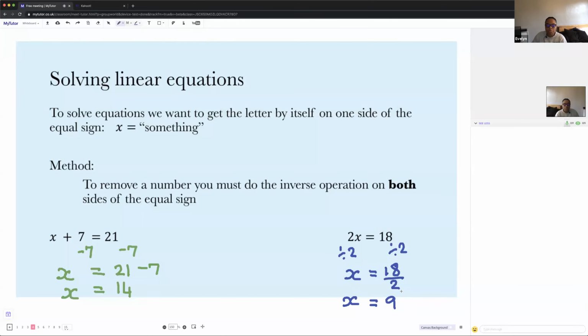And then always remember, check your answers. Once you've figured out what the answers are, you can just substitute your solutions back in. So what's 14 plus 7? 14 plus 7 is 21. And then what is 2 times 9? 2 times 9 is 18. So we've gotten both of them correct. That's another way that you can make sure that you get your answers correct, just by checking and putting it back into the equation.